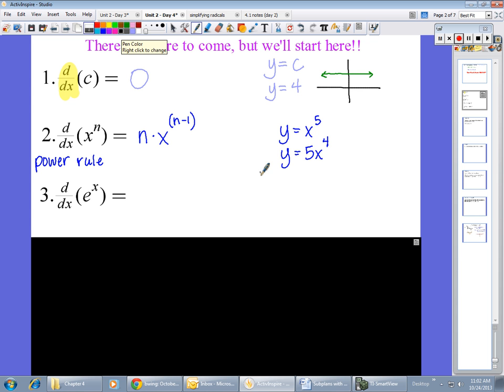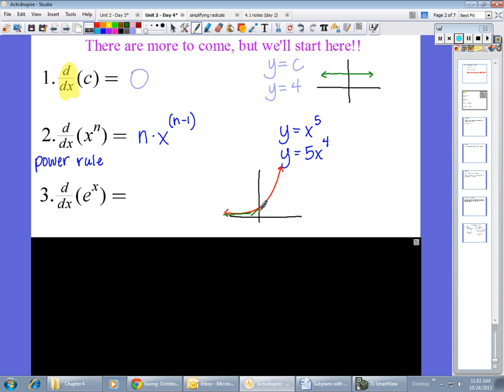The next one is a cool little guy, and this is probably our favorite. And I'm going to tell you that it's your favorite because you don't necessarily know it yet, but you'll see it here soon. The function e to the x, remember e is a constant like pi. Pi is 3.14, e is like 2.72. And if you have e to the x, that's exponential growth.